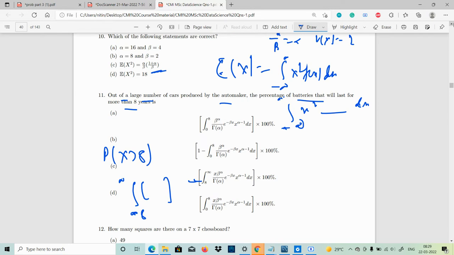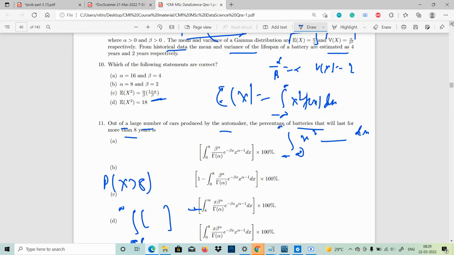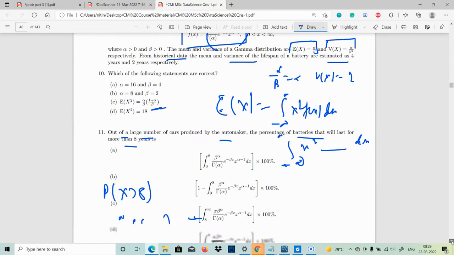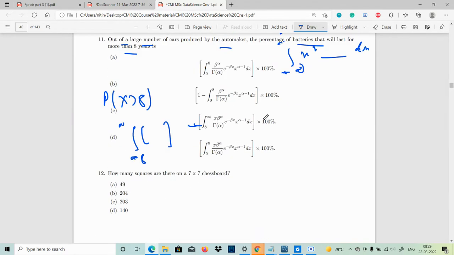In this formula, you can see that we are keeping the same PDF here and finding the required thing. This other option is also true, because if you find 0 to 8 and do 1 minus this, you will get the same probability. So in this case, B and C are correct. You can solve these questions without any knowledge of the gamma distribution. These types of questions really aren't too hard. Just understand how to find the probability of x greater than 8, and translate it this way.